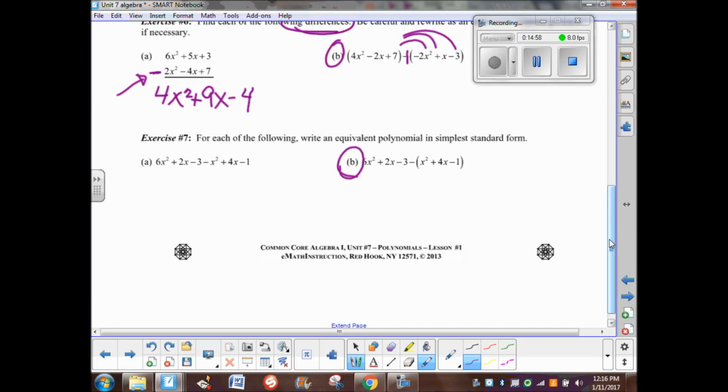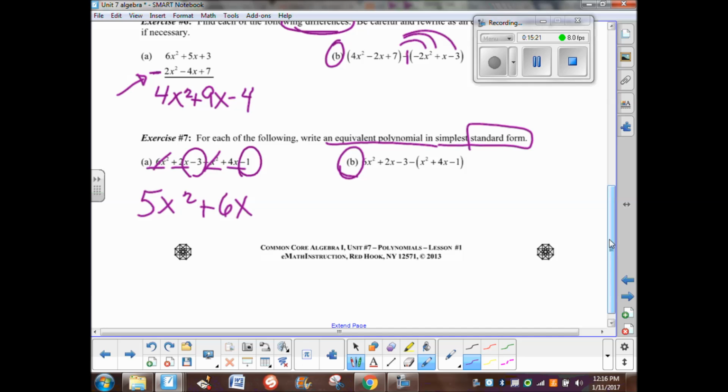And this next one is write an equivalent polynomial in standard, simplest standard form. It means combine like terms. So I start out with my highest exponent and combine. So 5x squared, and then my x's, because that's my x to the first, plus 6x, we're putting it in standard form. And then bring up the caboose there, minus 4. All right, come to class with those problems done that are circled and ready to answer some questions.